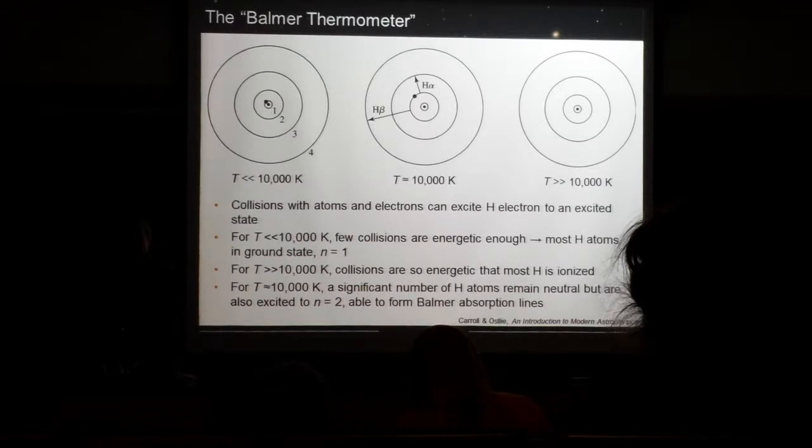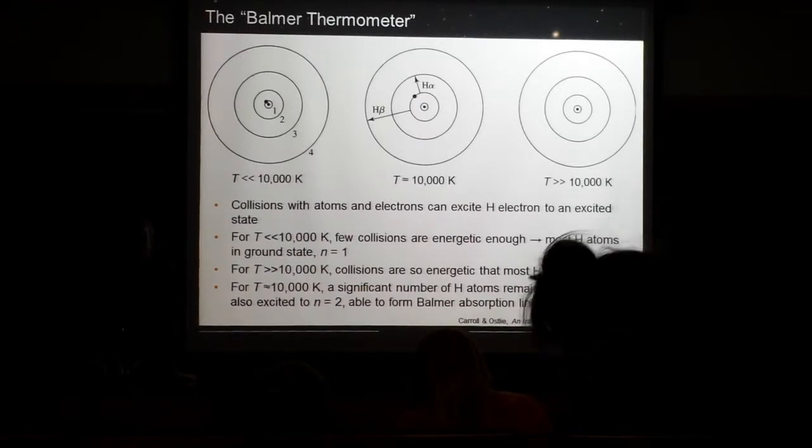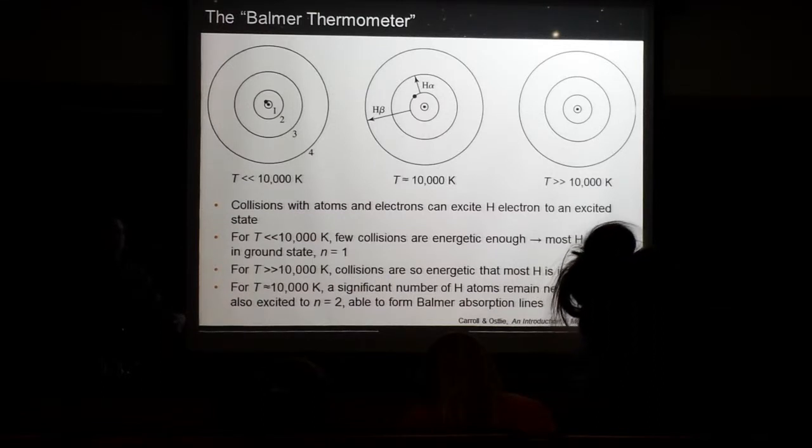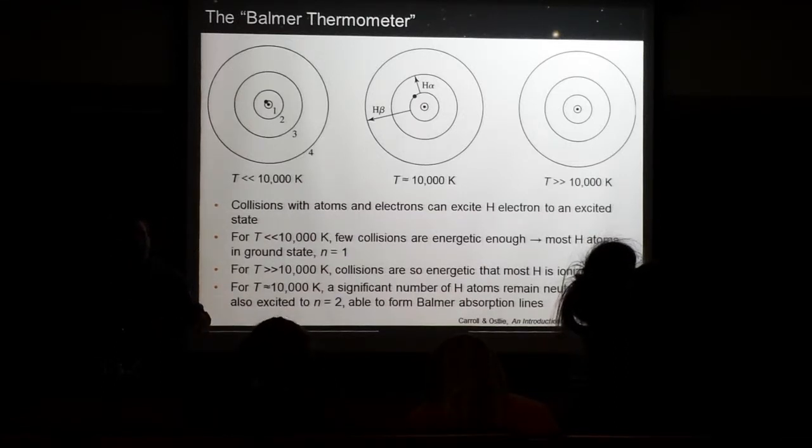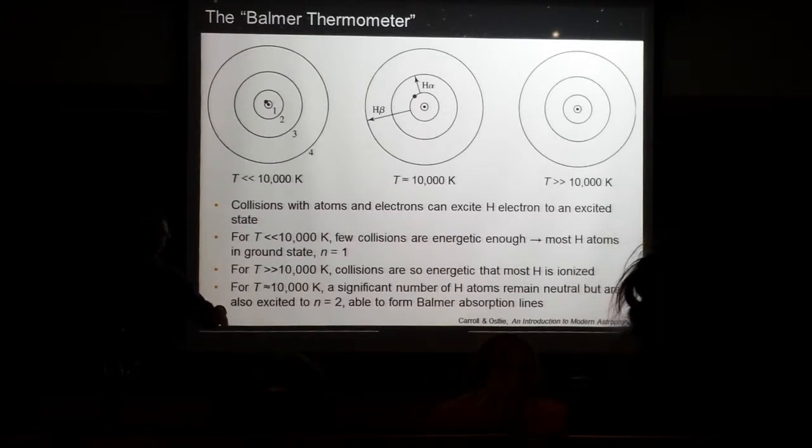Similar kinds of arguments can be made for other elements. All the elements have the strengths of their lines dependent on the star's temperature, but different temperatures are ideal for different elements. That is why the different spectral classes have different looking spectra: different elements have different ideal temperatures for forming their spectral lines, and so stars of different temperatures have different spectral lines which are stronger than the other ones.